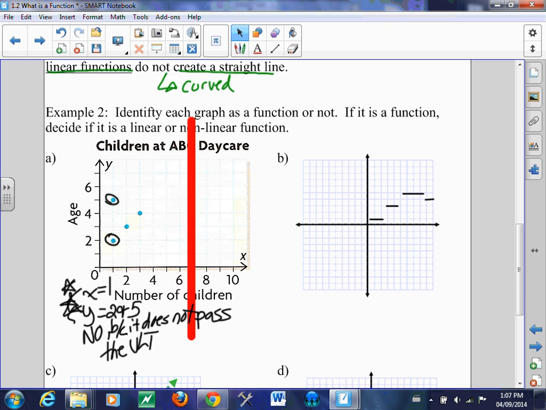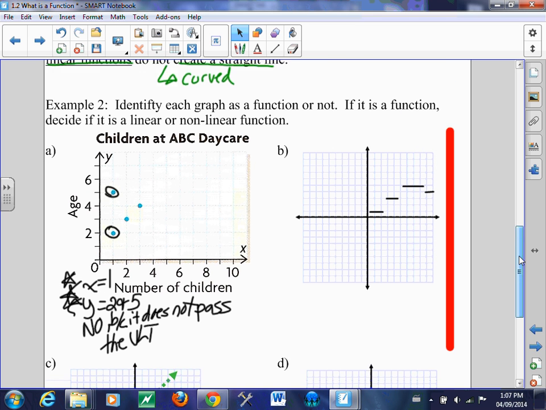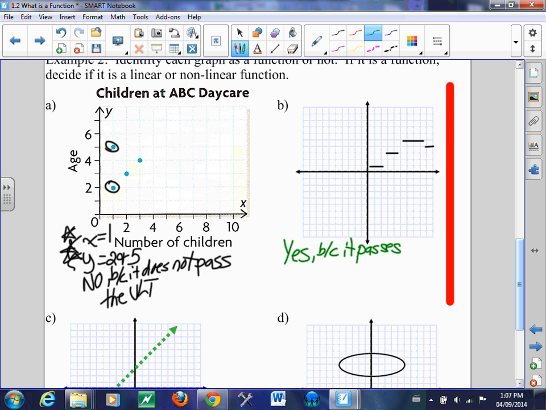All right, let's look at B, okay? So I'm going to use my same ruler, okay? Looking as I go from left to right, notice each time when I scan through that there's only one point hitting my red line at the same time. So this will tell you that yes, this is a function because it passes the vertical line test. So yes, because it passes the VLT.